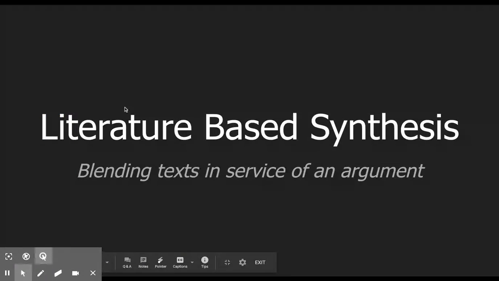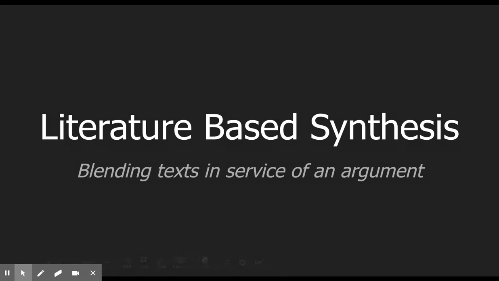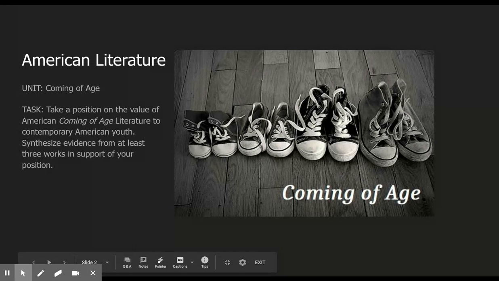All right. So, again, the idea here with a synthesis is that we want to produce an argument and blend our, in this case, literary texts in service of our argument. So, it's not a book report, it is an argument that uses texts.